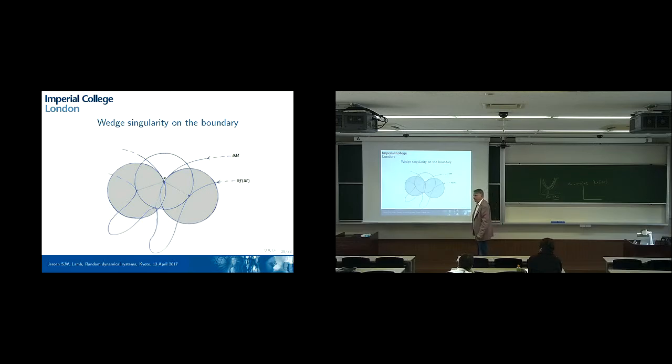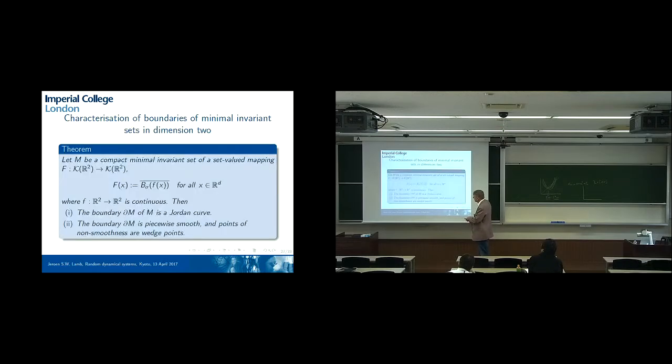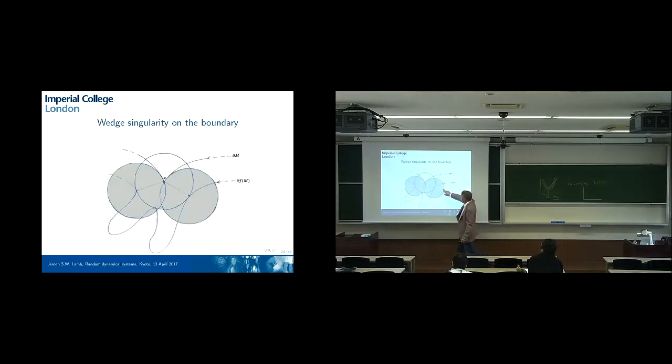Do you assume the deterministic map, little f, to be smooth? No. Then why can the boundary of the invariant set be piecewise smooth? It's piecewise, sorry. That comes from the balls.